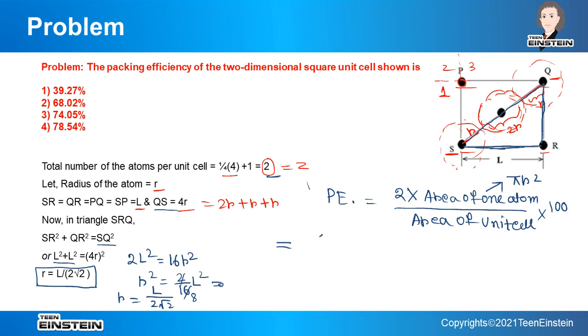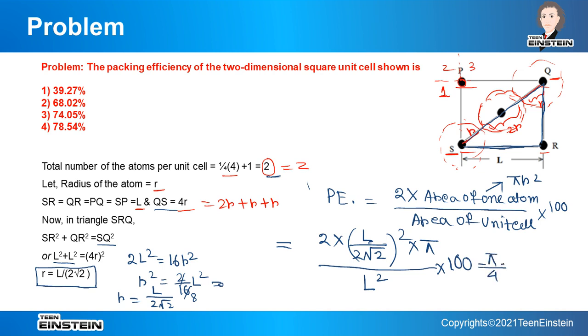So this is equal to 2 into L by 2 root 2 whole square into pi, and for the area of the unit cell we put the value L square, because the edge length is L, multiplied by 100. If you do the calculation, it will be pi by 4 into 100, which is equal to 78.5%. So it is matching with the last option.